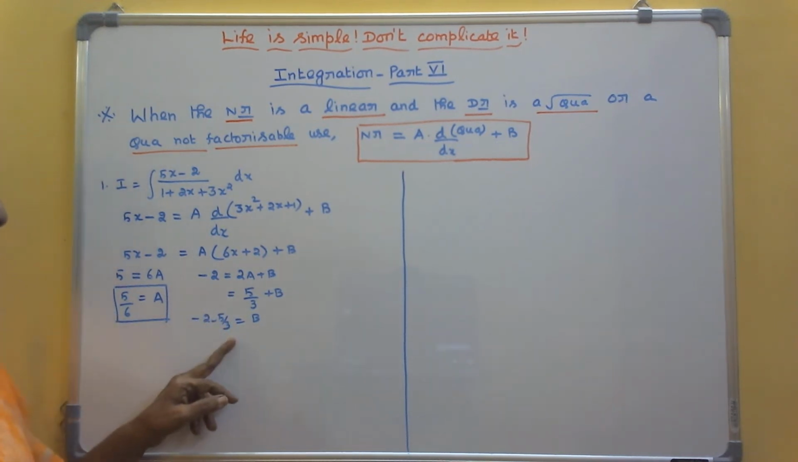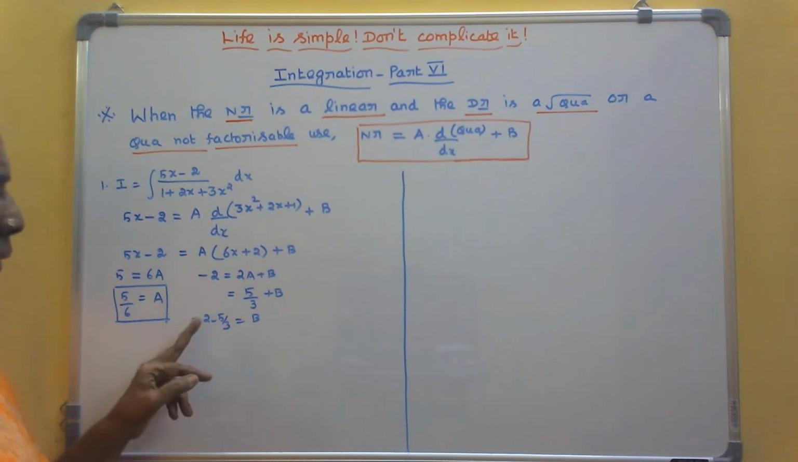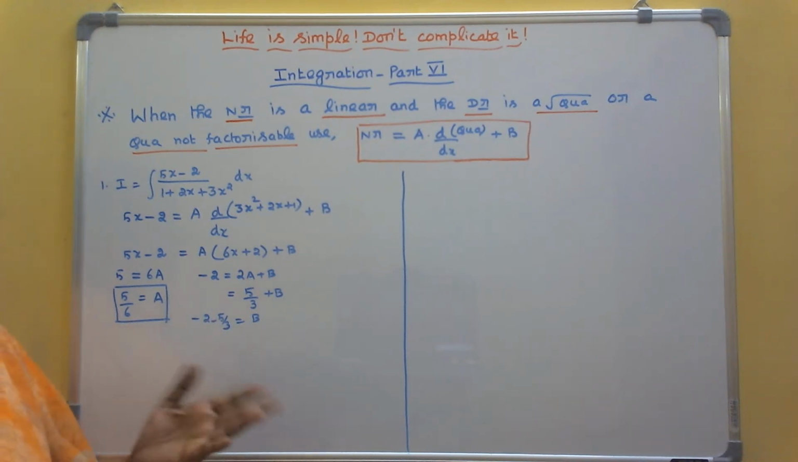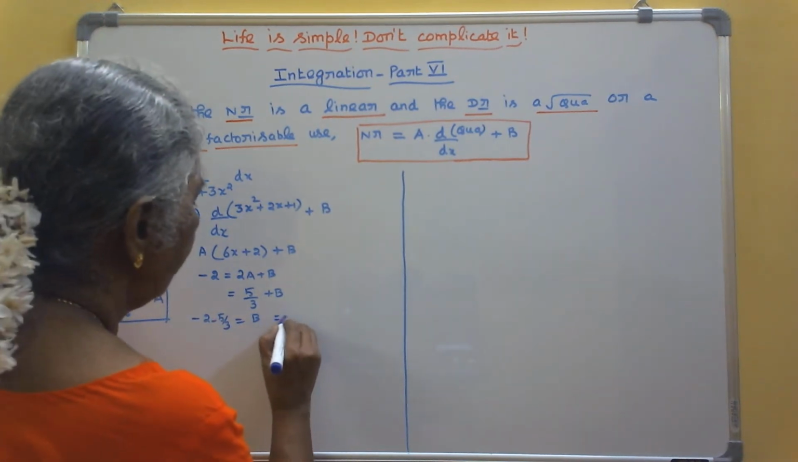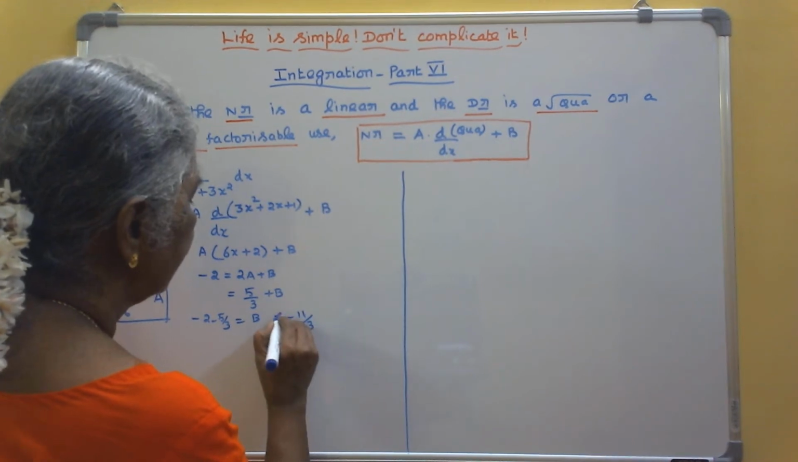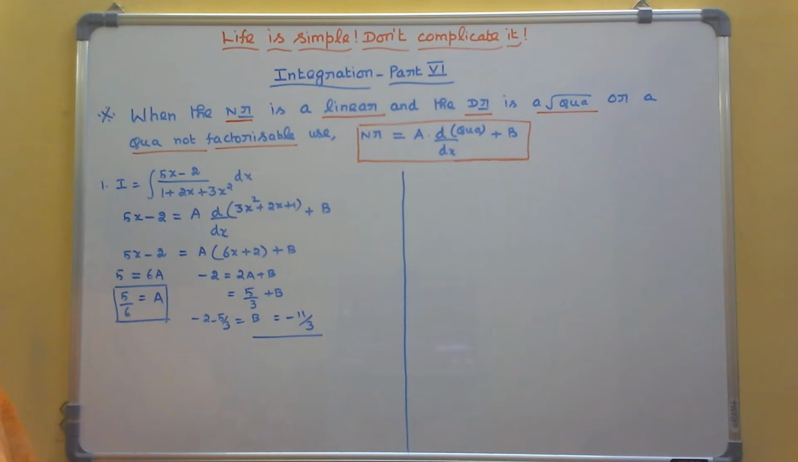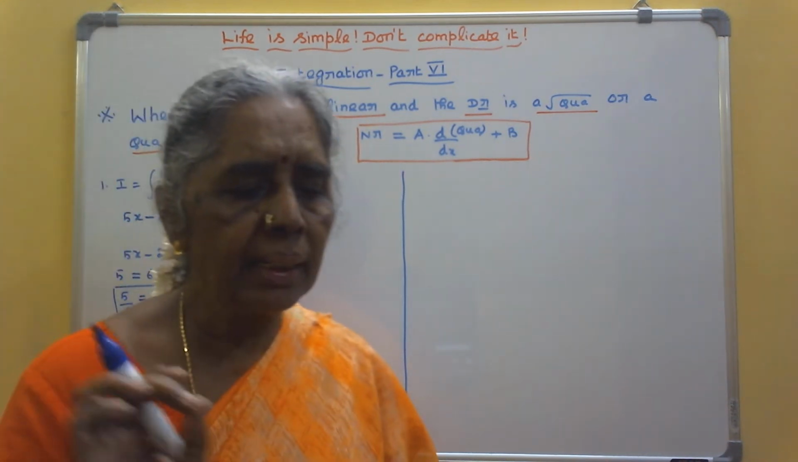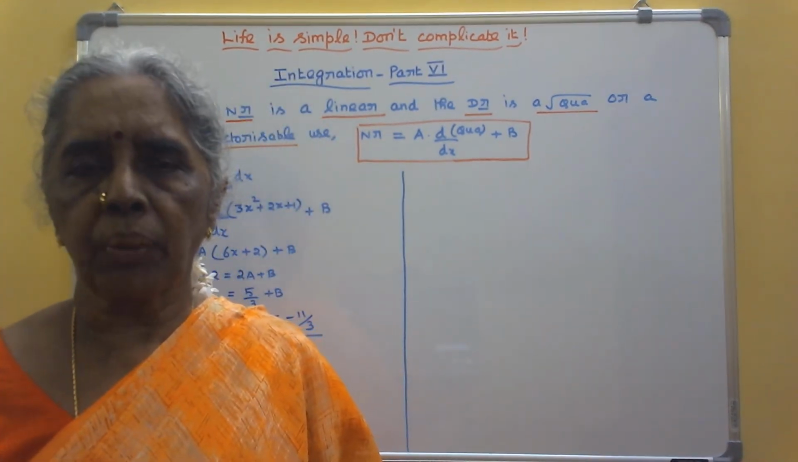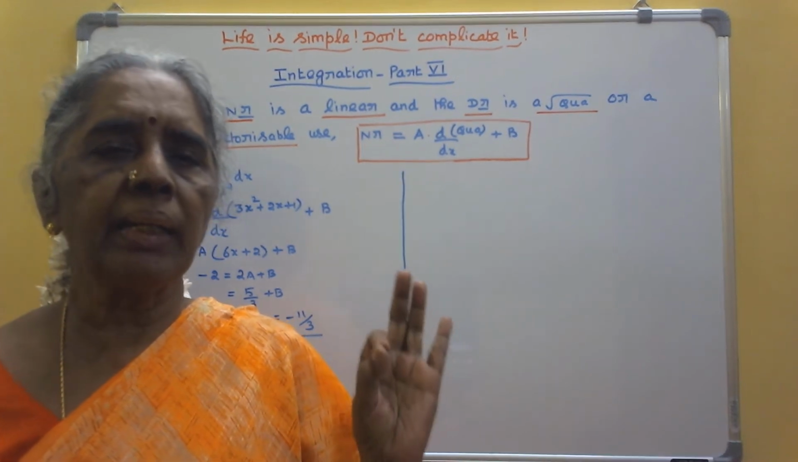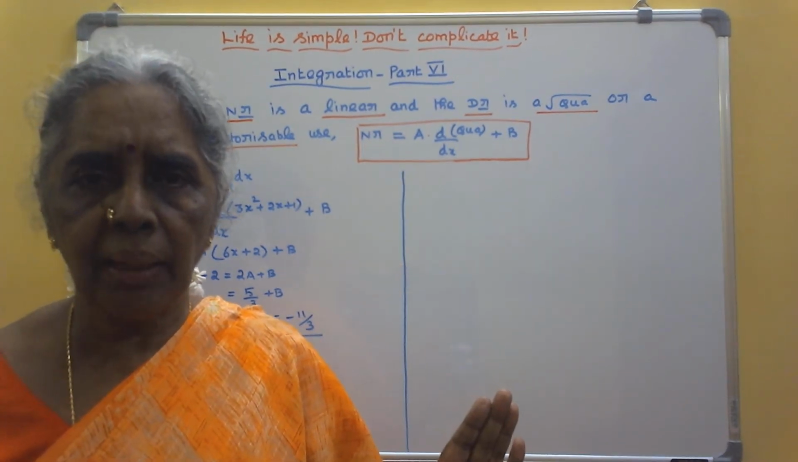If I take 3 as the LCM, you will get 3 2s are 6, 6 and then 1 5. So, b will be equal to minus 11 by 3. So, a is 5 by 6 and b is minus 11 by 3. Do you understand how to find the values of a and b clearly?